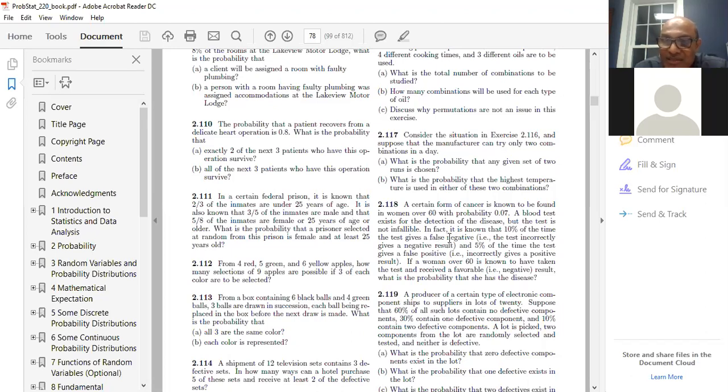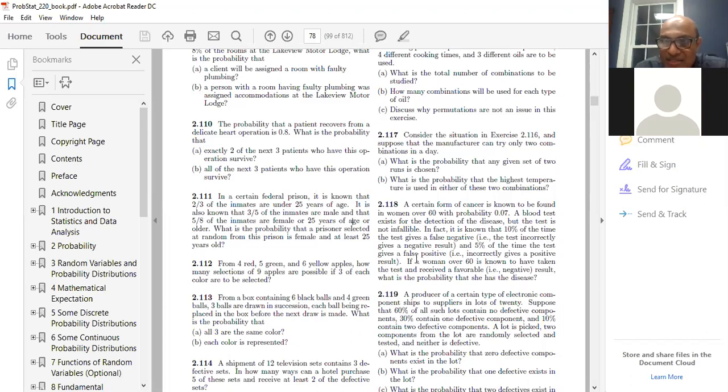Negative result means, suppose somebody is suffering from cancer, but negative, everyone wants the negative result, right? That means he is not suffering from cancer, but the test gives the false negative. That means he is not suffering from cancer, but that result is false. Test gives a false result. That means he is suffering from cancer. That is the meaning. 5% of the time, the test gives the false positive, right? That means suppose somebody is not suffering from cancer, but the test says that he is suffering from cancer, but that is false.